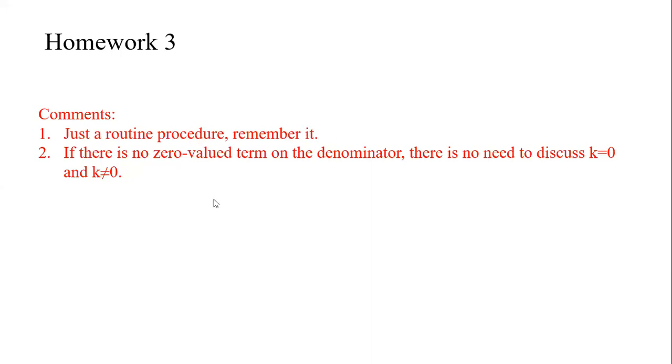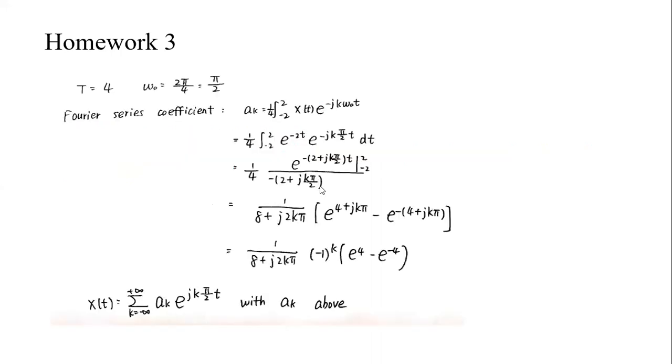And another thing, I noticed that when I graded your homework, I saw many of you discuss whether k is equal to 0 or not. You can see in this problem, there is no need to discuss whether k is equal to zero, because when k is equal to zero, there is no zero term on the denominator. So this expression is a uniform expression. It also applies to k equals zero. So in this problem, you don't need to discuss it.